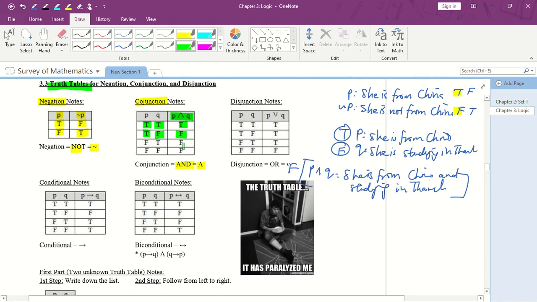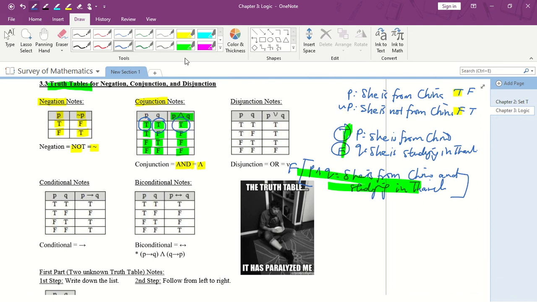Okay? And if P is false and Q is true, this is a false statement too, which means that if either one of them is false, it will become a false statement. And the last one, if both of them are false, it is automatically a false compound statement. So from conjunction, you can know that we must have both true in order to get a true compound statement.